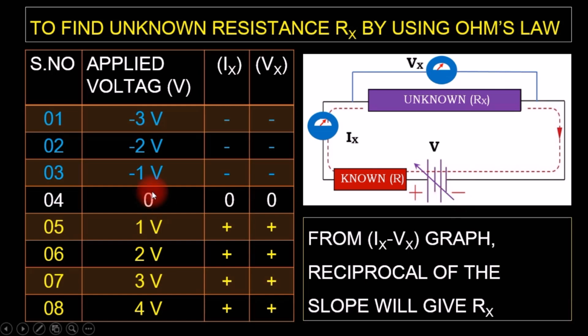Alright, now let us see what about this -3, -2 and -1. So in order to get this reading, you are going to change the polarity of the battery connected in the circuit. So for this minus voltage, you will get minus current and a minus voltage. Finally, you will plot a graph. From the I versus V graph, the reciprocal of the slope will give resistance of the unknown ohmic conductor.